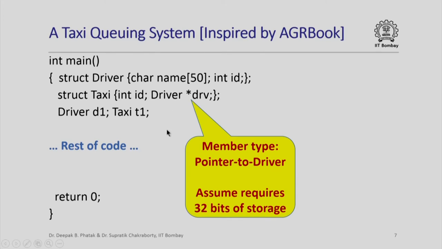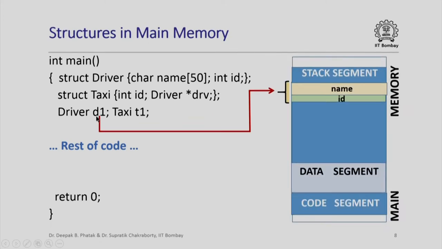Now, if we assume that every location in main memory in our computer can be addressed using 32 bits of address, then every pointer, which must store such an address, would require 32 bits of storage or 4 bytes of storage. Now, we have also defined two variables here, D1 and T1.